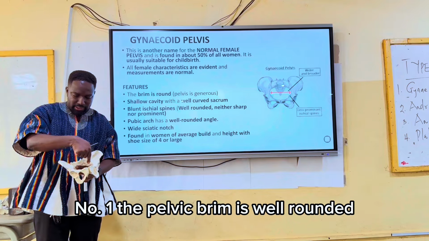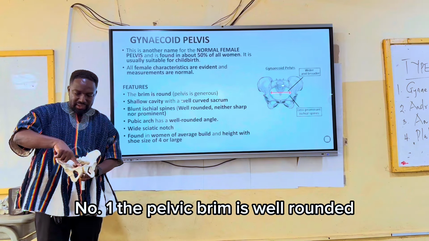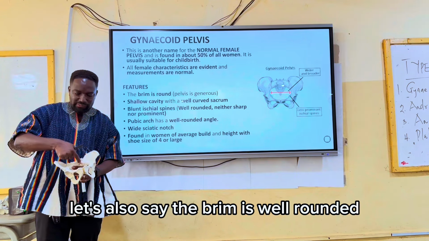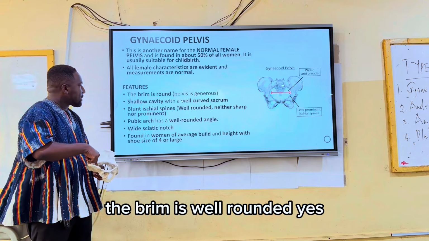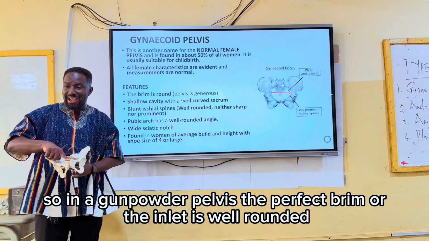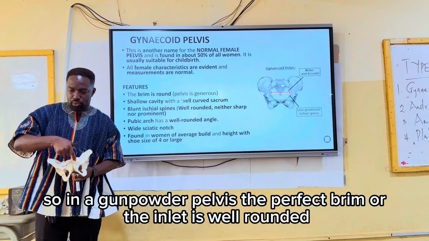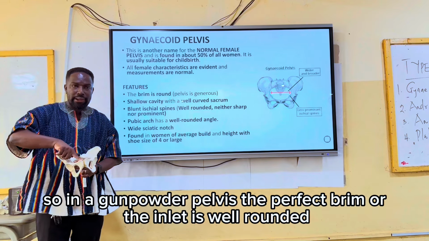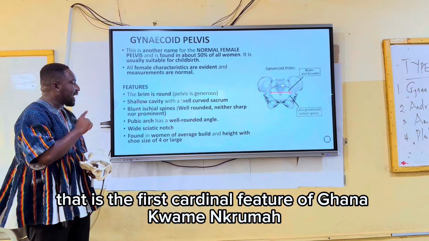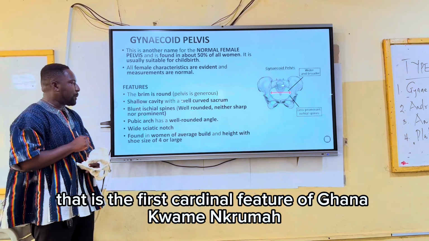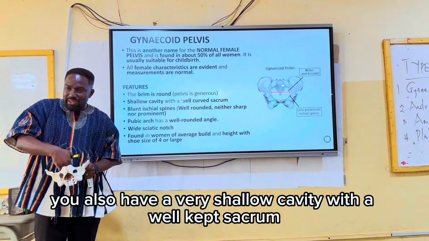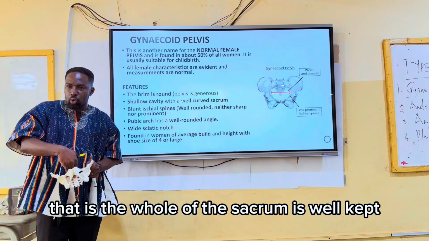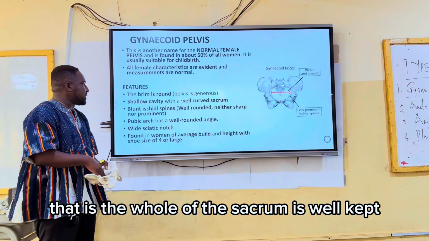Number one, the pelvic brim is well rounded. So in the gynaecoid pelvis, the pelvic brim or the inlet is well rounded. That is the first cardinal feature of the gynaecoid pelvis. It also has a very shallow cavity with a well curved sacrum. That is, the whole of the sacrum is well curved.